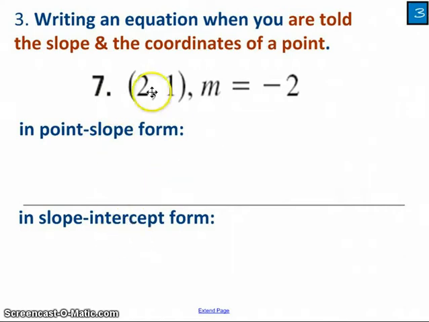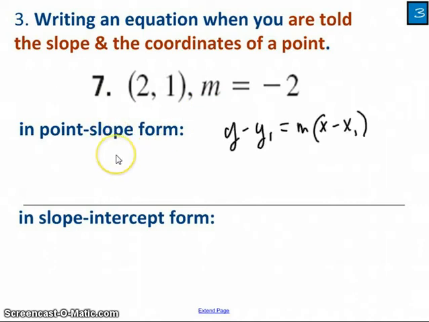I'm going to show you both. Here's the point that the line goes through, and here's the slope that it has. To write it in point-slope form, you've got to remember the setup for point-slope form. This is from Algebra 1.